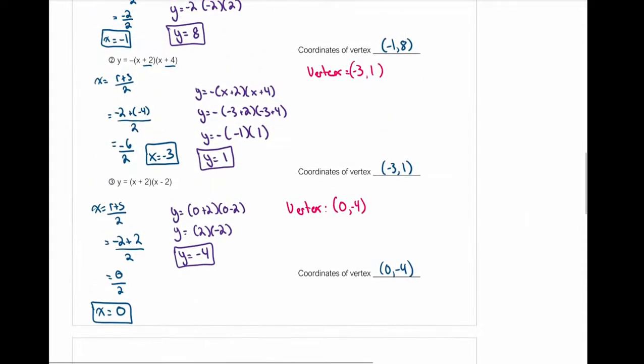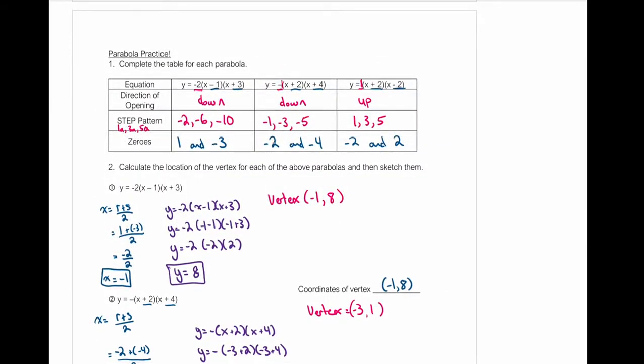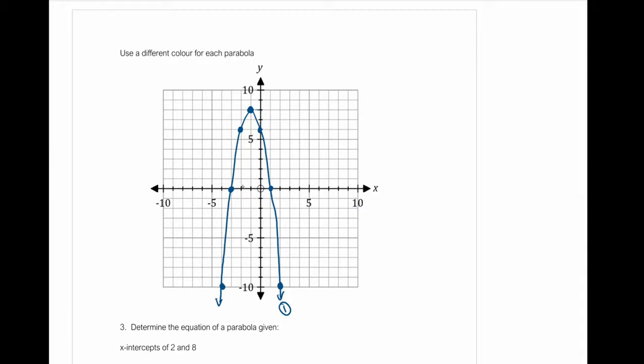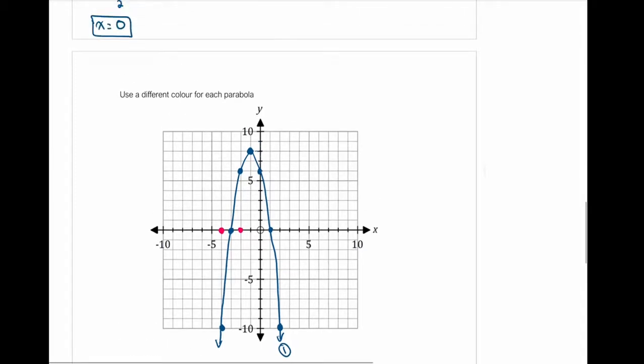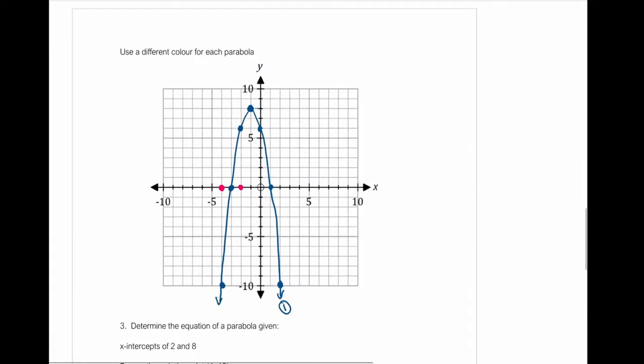For the second one, I'm going to start with my two x-intercepts, or my zeros. So I see in the second one over here, my x-intercepts are negative 2 and negative 4. So I'm going to plot those two, negative 2, negative 4. I see the coordinates of the vertex are negative 3, 1. So I'm going to plot that point.